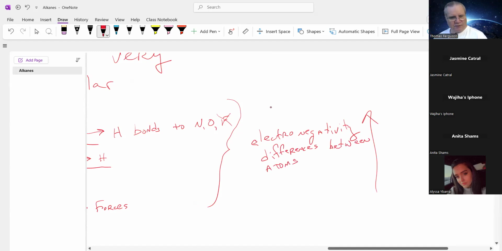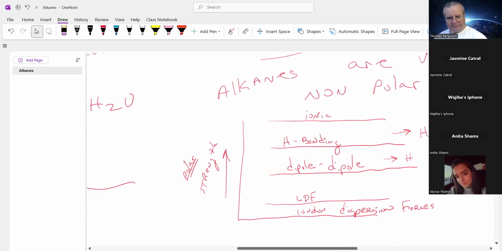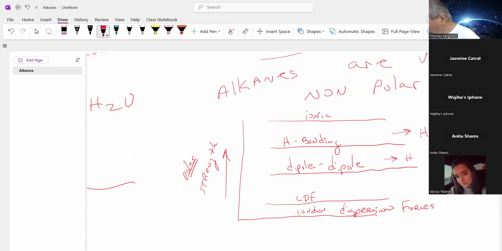So fluorine is the most electronegative in the periodic table. Californium, down towards the bottom left of the periodic table, is the least electronegative. Okay, so this is where alkanes are, right down here. All they have is London dispersion forces. All molecules have London dispersion forces.